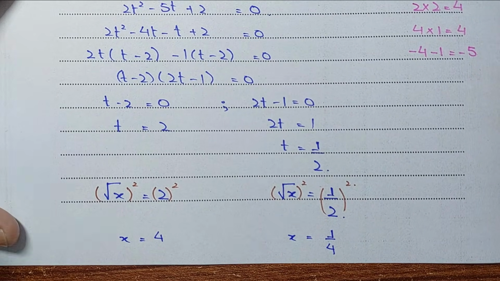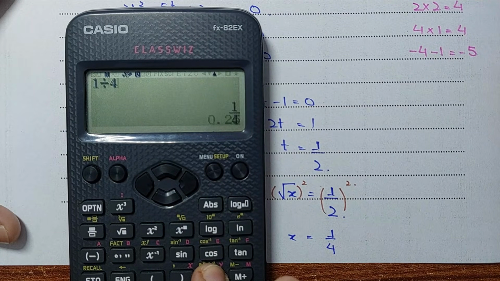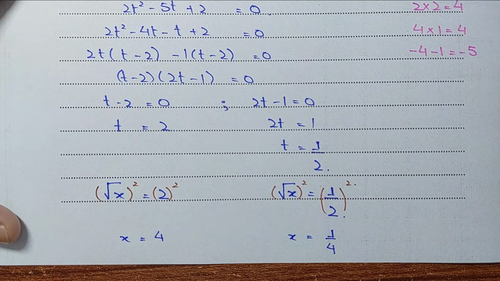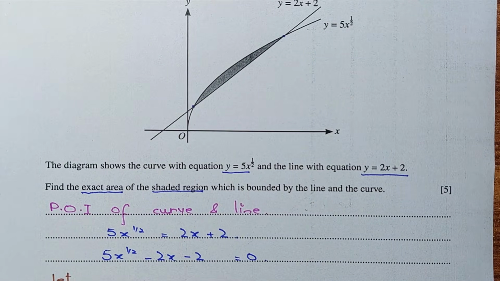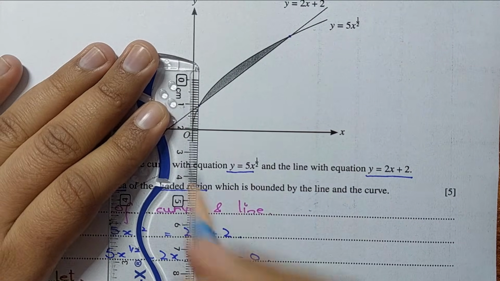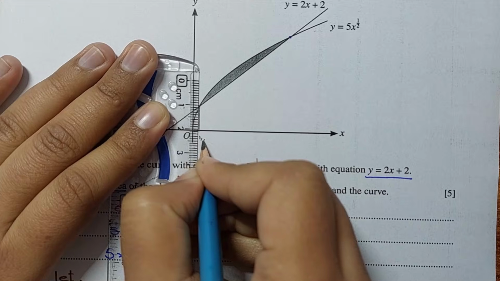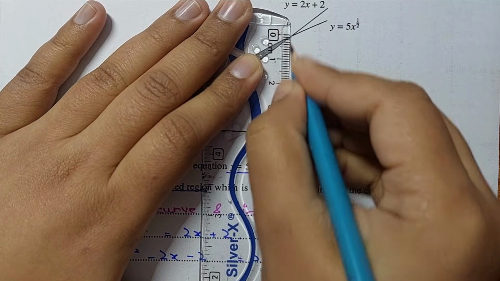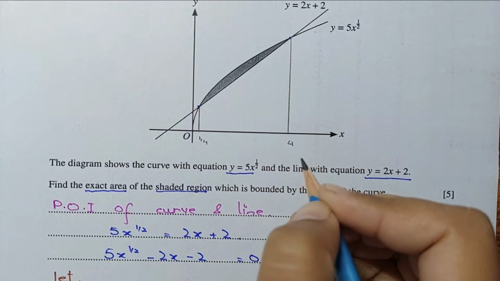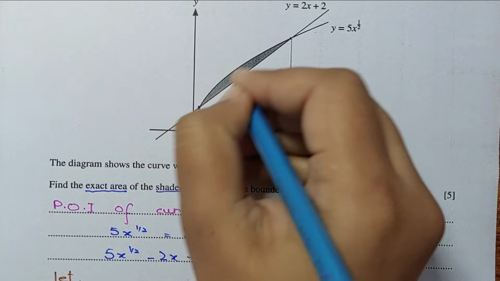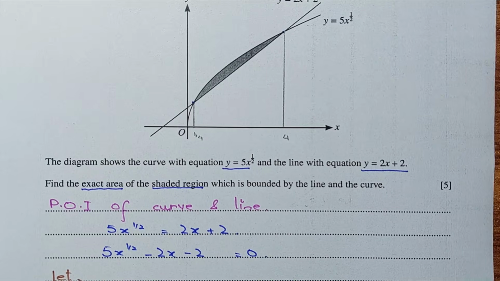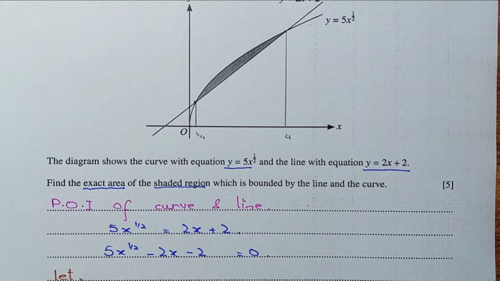1 by 4 is 0.25. Yeah, 0.25 is 1 by 4. So 0.25 and 4, these are the 2 points of intersection. So this point of intersection we can say is 1 by 4. This point, the lower limit is 1 by 4 and the other point is positive 4. So we have to integrate the curve from 1 by 4 to 4, and subtract the integration of the line from 1 by 4 to 4. That would be the area of the shaded region. Okay.